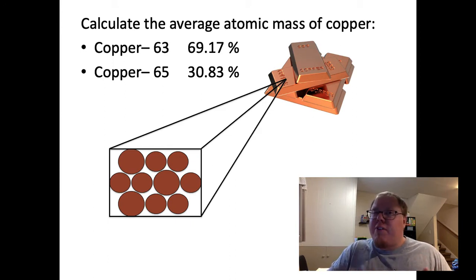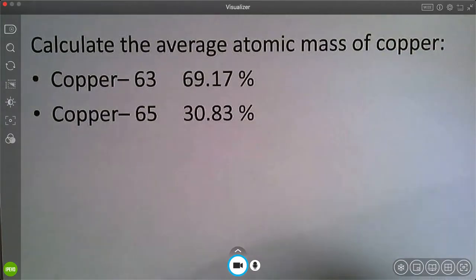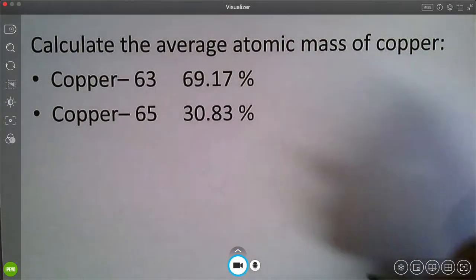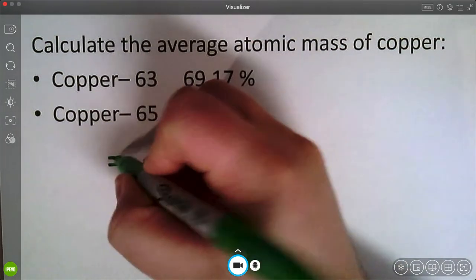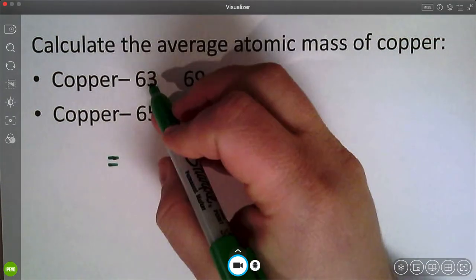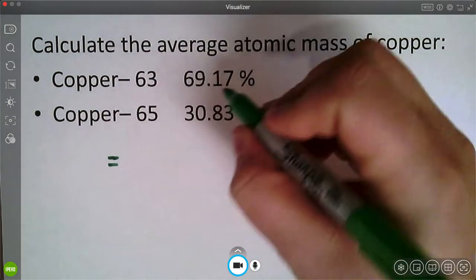If it was 50-50, then you just add 63 to 65, divide by 2, the average atomic mass is 64. Easy. But they're not even. It's not 50-50 of both. So we have to take those percentages into account. So I'm going to calculate the average atomic mass of copper here based on these percentages. Okay, so here we have that problem. To calculate the average atomic mass, what I'm going to do is I'm going to take the mass of each isotope, in this case 63 and 65, times it by their percentages.